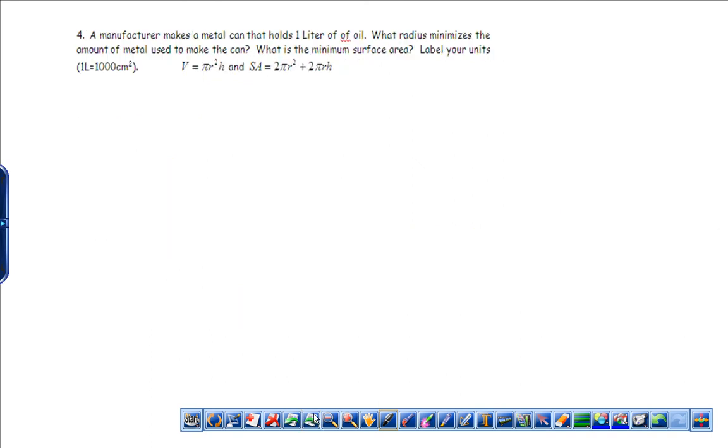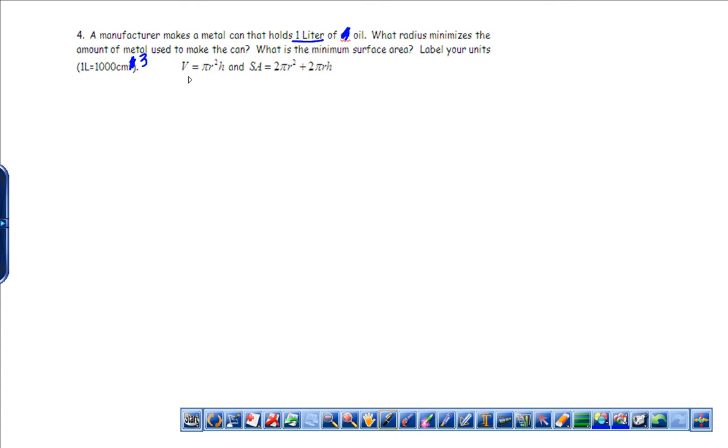Okay. Last problem. A manufacturer makes a metal can that holds 1 liter of oil. What radius minimizes the amount of metal used to make a can? What is the minimum surface area? And label your units. And they gave you that 1 liter is 1,000 centimeters. I think this should be cubed. Okay, so we're starting with volume, and then they go to surface area. They told you 1 liter of oil is this.